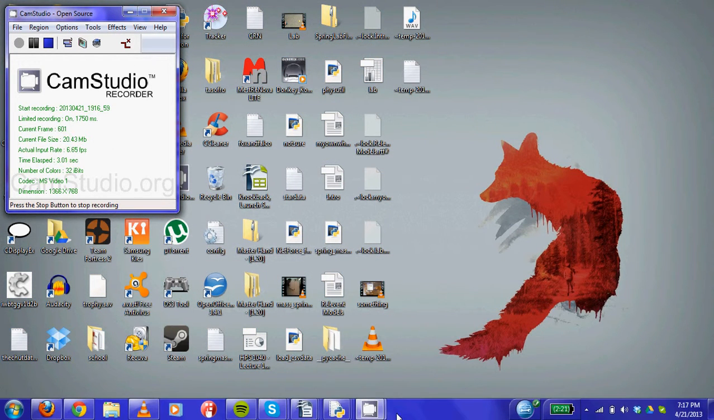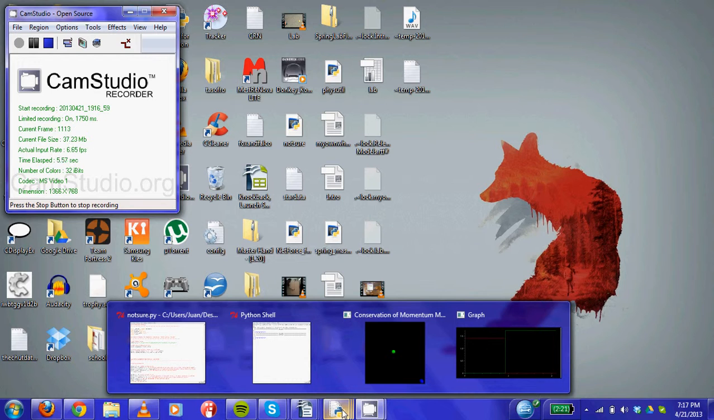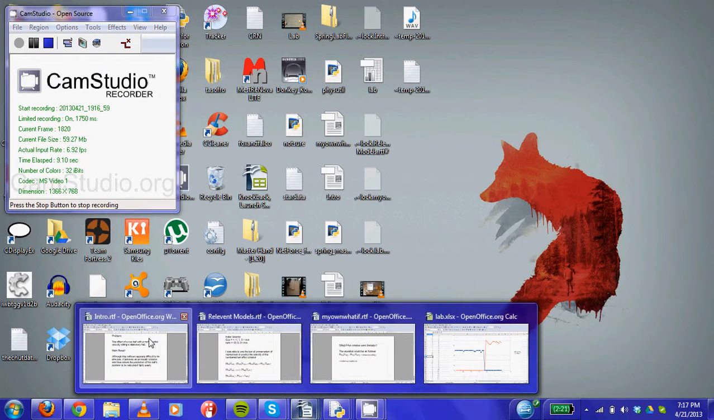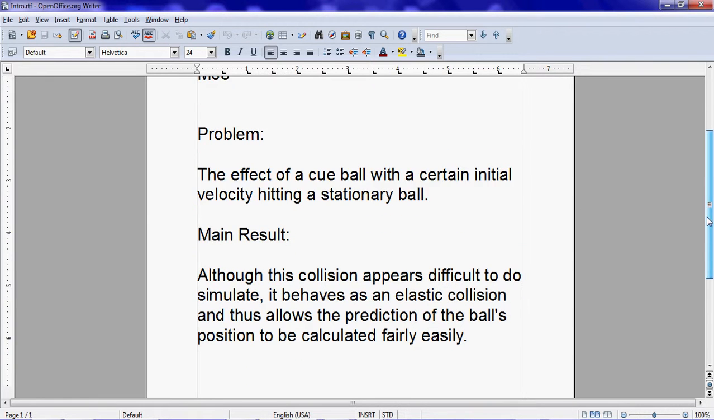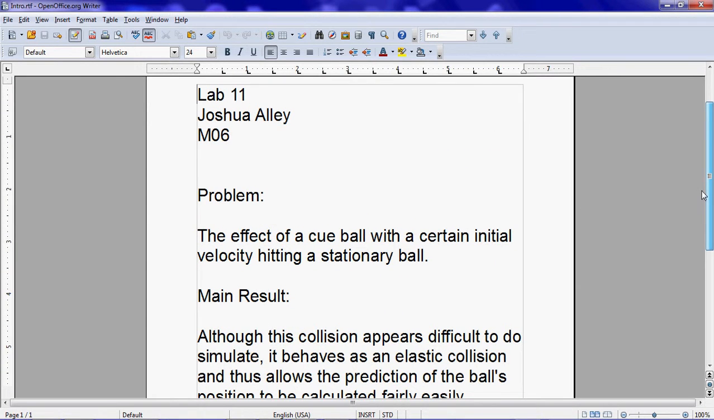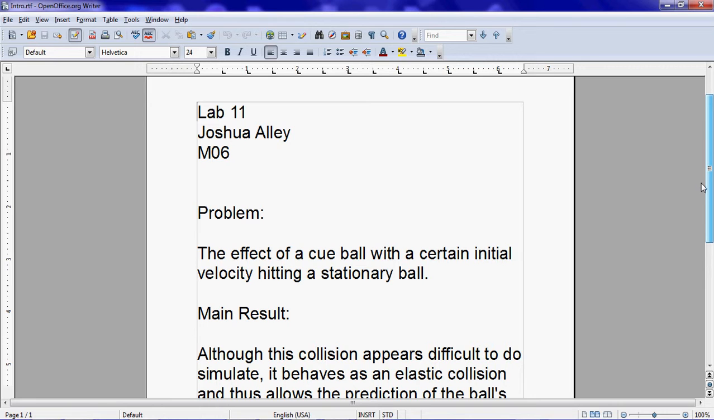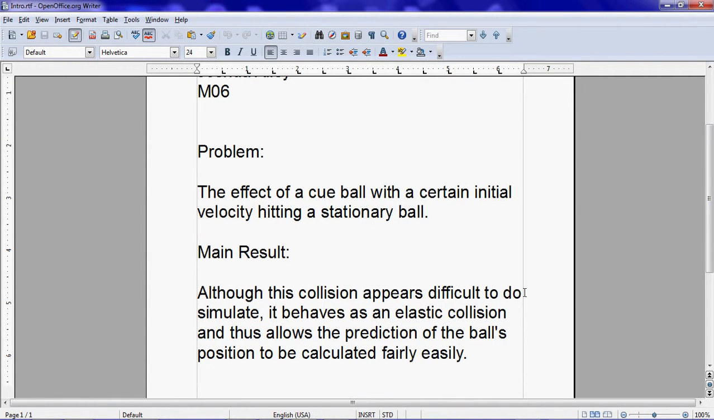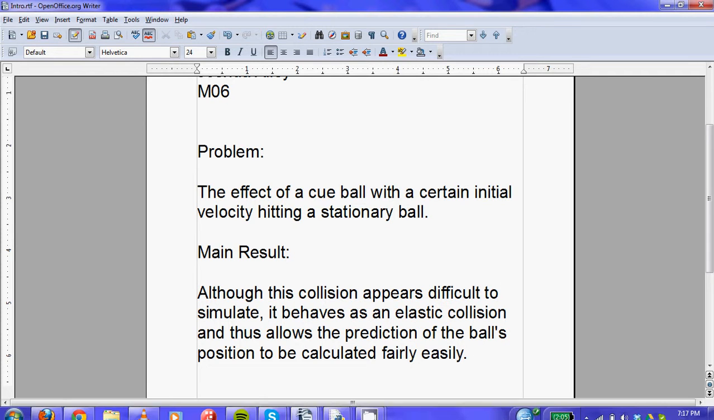My name is Joshua Alley, and I did the physics of pool, or two cue balls hitting each other. The problem was the effect of a cue ball with a certain initial velocity hitting the stationary numbered ball. The main result was, although this collision appears to be difficult to simulate, it behaves as an elastic collision and thus allows a prediction of the ball's position to be calculated fairly easily.